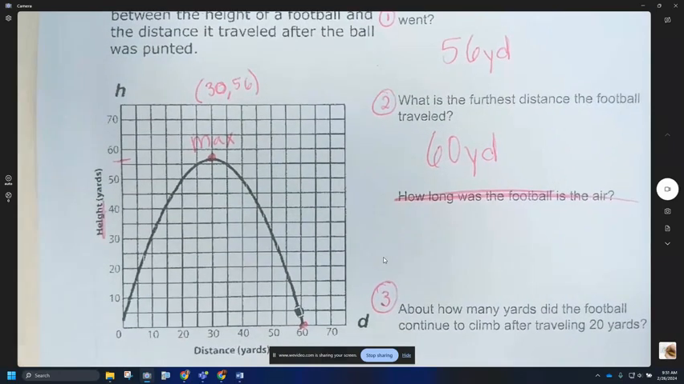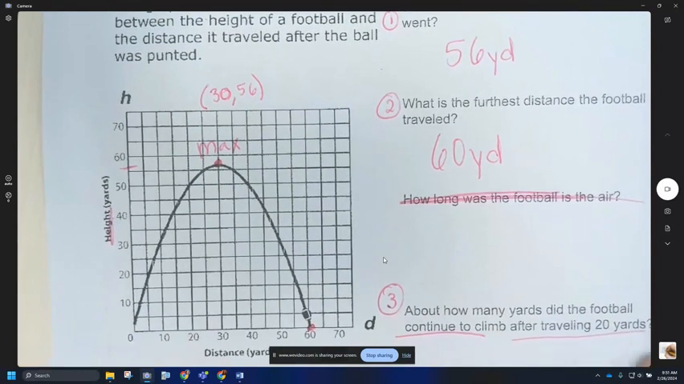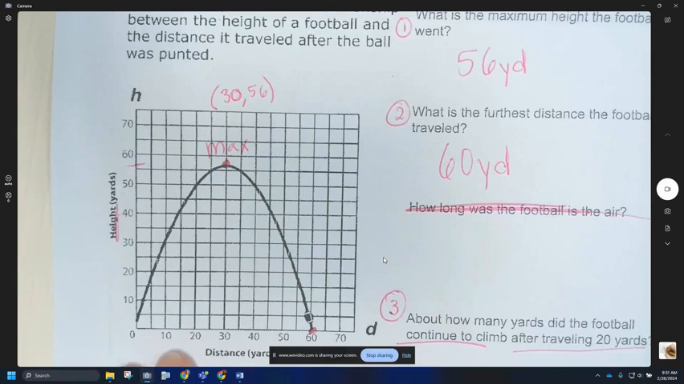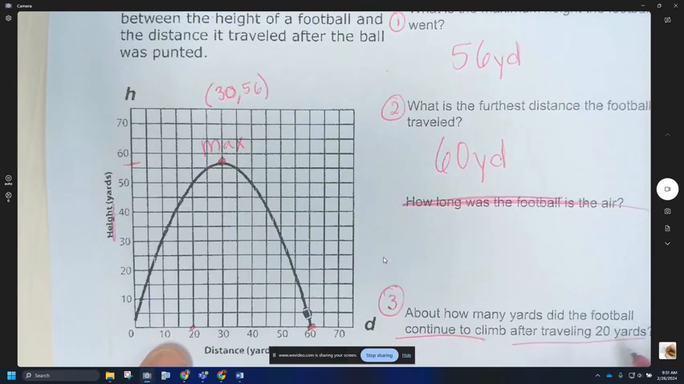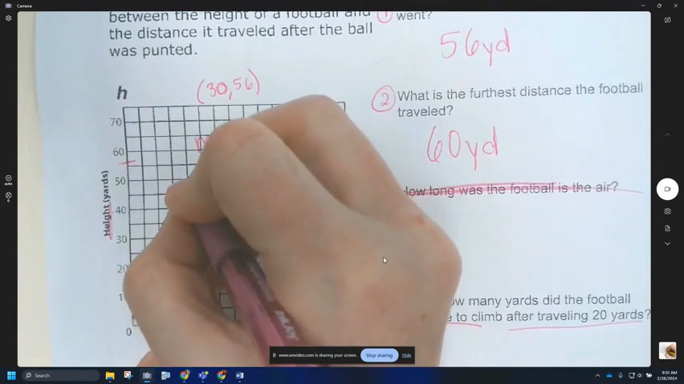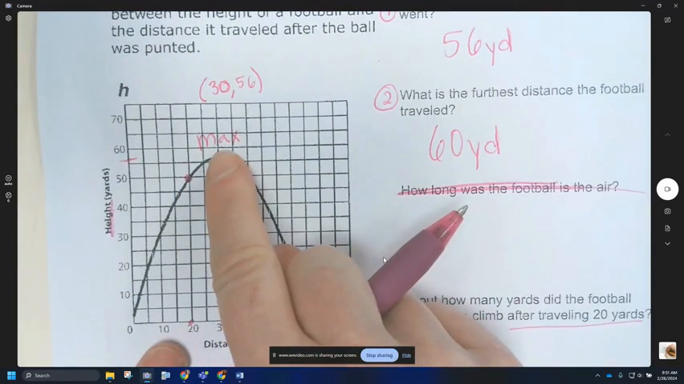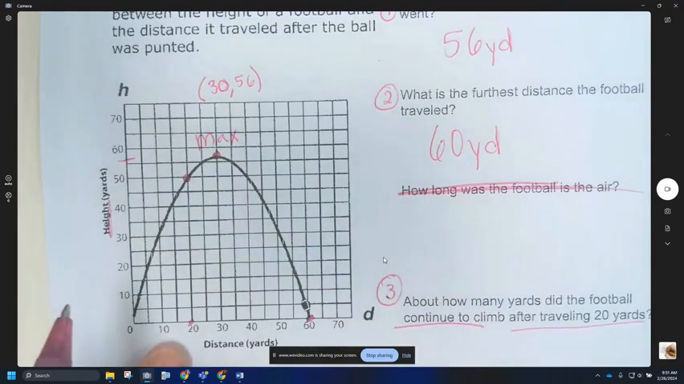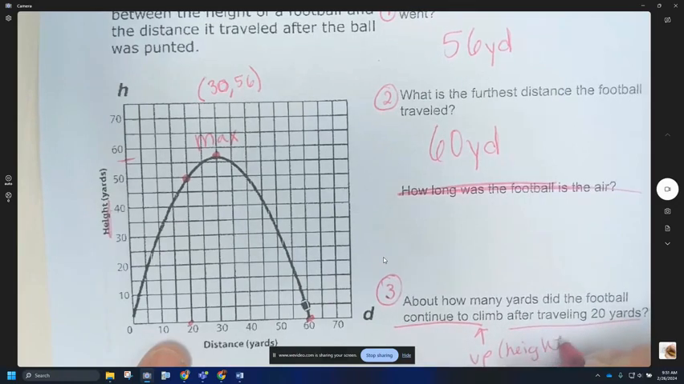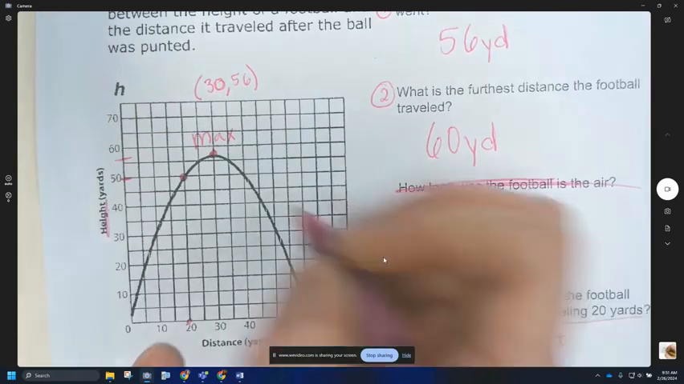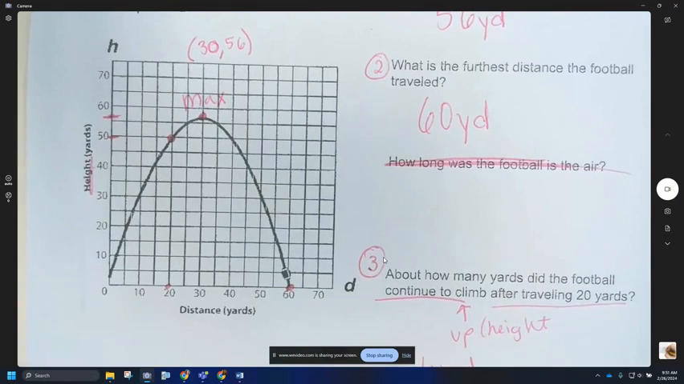And then number 3, about how many yards did the football continue to climb after traveling 20 yards? So it went out 20 yards. And how many yards did it continue to climb? So let's find out. Where is it at? It's right around here. How many more yards did it go up? Climb means how much did it go up? That's the height. So it was at about 50 and it went to 56. So it went up 6 yards. Go ahead and glue this in.